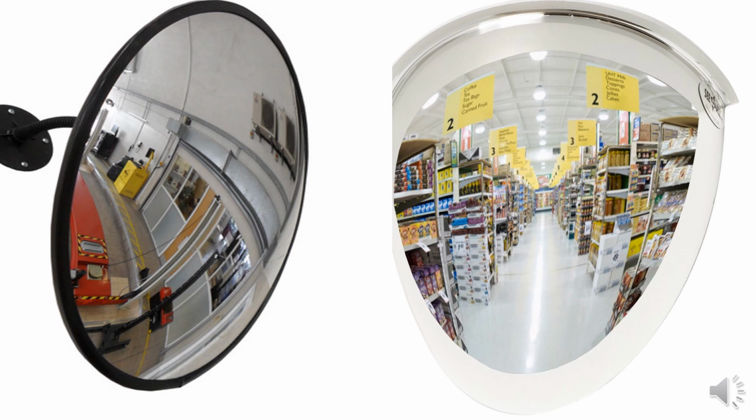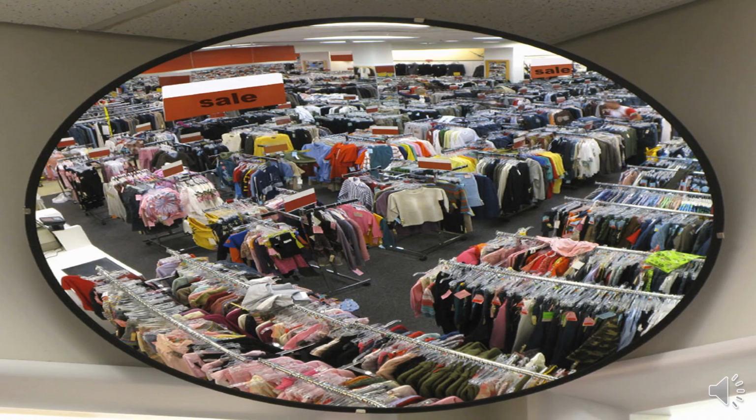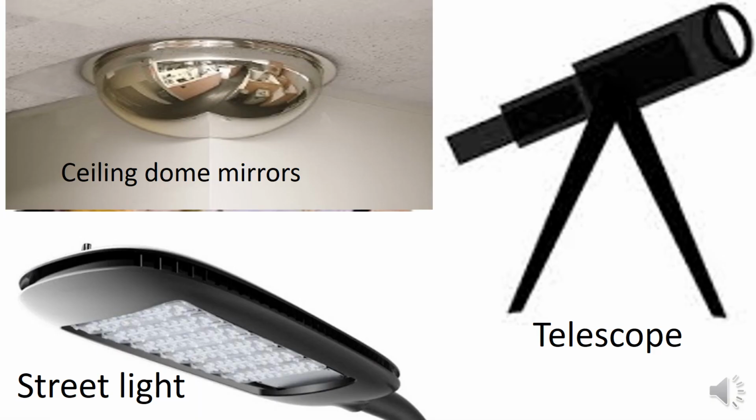Convex mirrors are often used for security purposes and hence found in the hallways of various buildings including hospitals, schools, stores, apartment buildings, hotels, and shopping malls. They are used to make ceiling dome mirrors and telescopes. They are also used as street light reflectors as they can spread light over bigger areas.